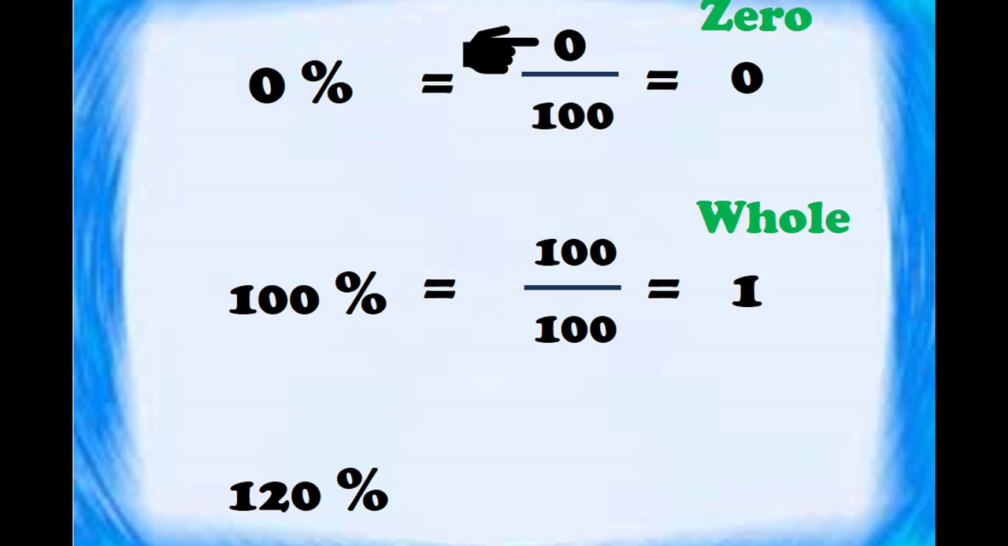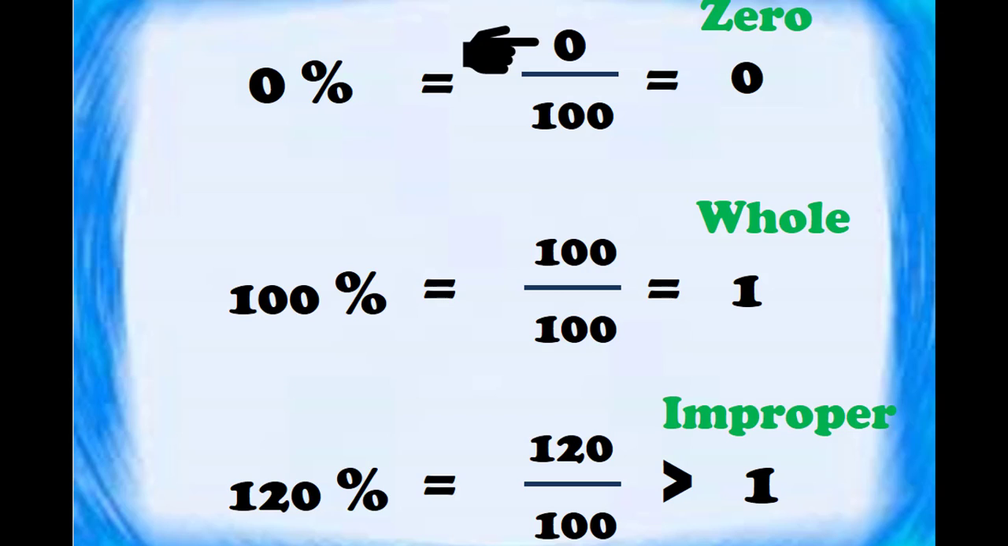And how about 120%? Does it make sense? Yes, 120%. You may hear people say, I'm going to put 120% effort in this exam. So it does make sense. In fraction, it looks like this, 120 over 100, which has a bigger top number. And in fraction, the value will be more than 1. As we talk about, this kind of fraction is called improper fraction.